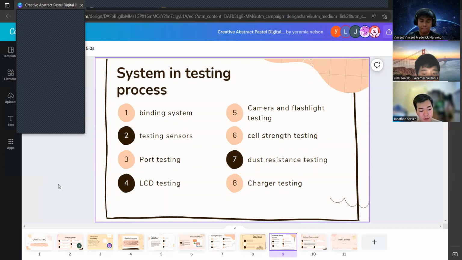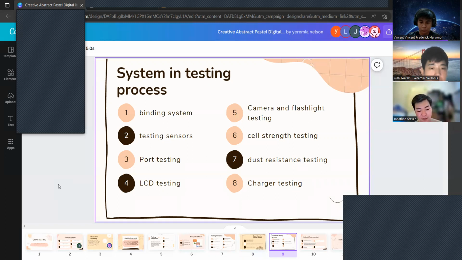Oppo is also testing sensors, such as on the Oppo A95 to Reno, which already uses NFC. Port testing is also carried out to check whether the ports provided function properly or not, and to check whether the headset connectivity is smooth or not. LCD testing is also carried out to detect spots, errors, and LCD light leaks.